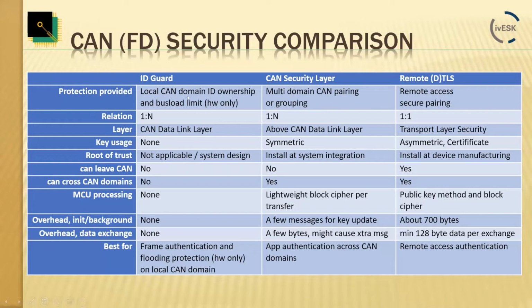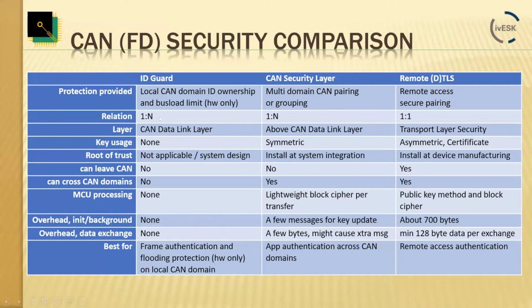So the protection divided on the ID guarding is that we have something we would call local CAN domain ID ownership, and with the hardware also the busload limits. So we know, as we said earlier, CAN IDs are owned by the producer, and this ownership is, so to say, protected by doing ID guarding. The CAN security layers, like CANcrypt, provide multi-domain, so they can typically go across bridges, allow pairing or grouping of multiple devices, and the DTLS is remote access, secure pairing.